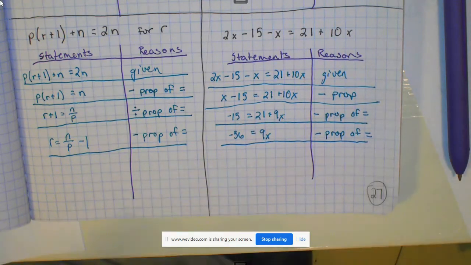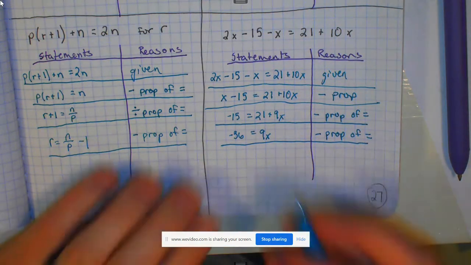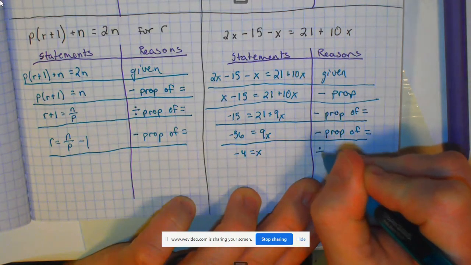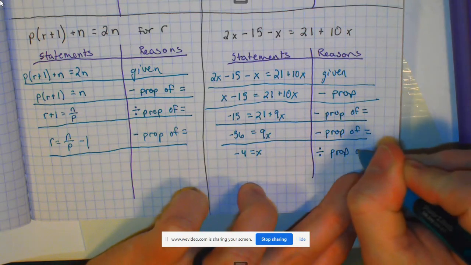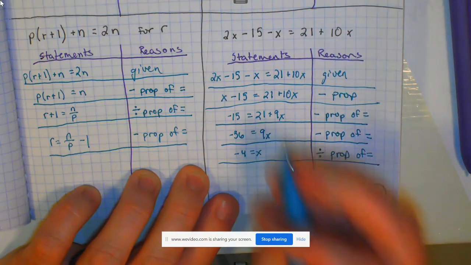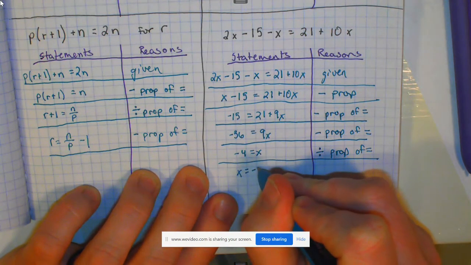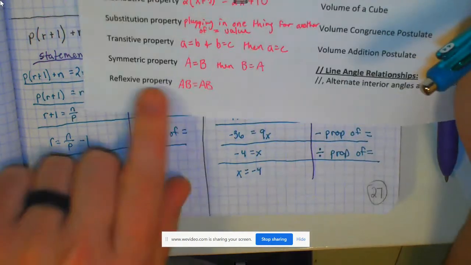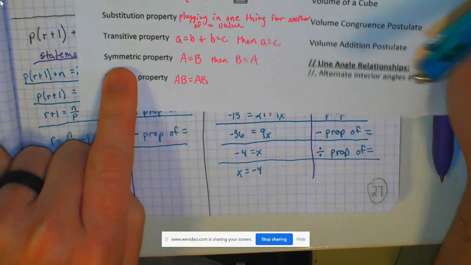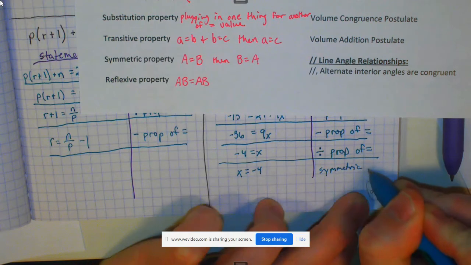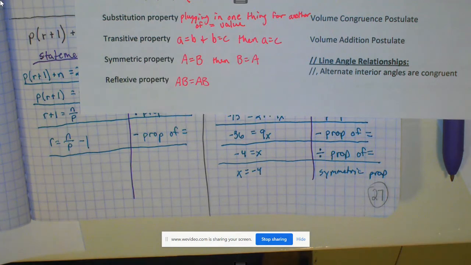Now we're going to divide both sides by 9. Negative 36 divided by 9 is negative 4 equals x. And that's the division property of equality. Now let's say I want x on the left. Okay, I can rewrite that and say x equals negative 4, but my reason for flipping that around, remember, is that if a equals b, then b equals a. So we're going to say that's the symmetric property. That allows me to flip the order of that, okay, and then I'm done.